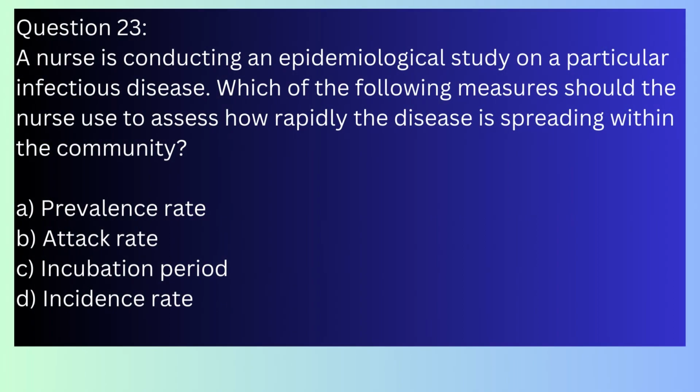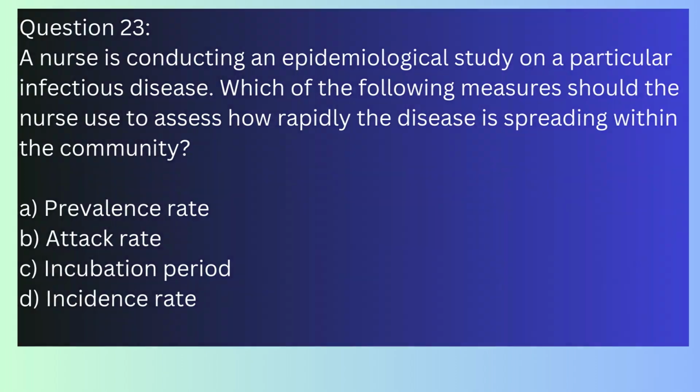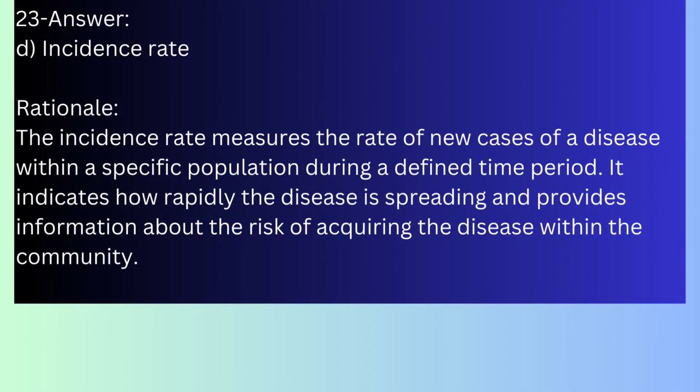Question 23. A nurse is conducting an epidemiological study on a particular infectious disease. Which of the following measures should the nurse use to assess how rapidly the disease is spreading within the community? A. Prevalence rate. B. Attack rate. C. Incubation period. D. Incidence rate. Answer. D. Incidence rate.